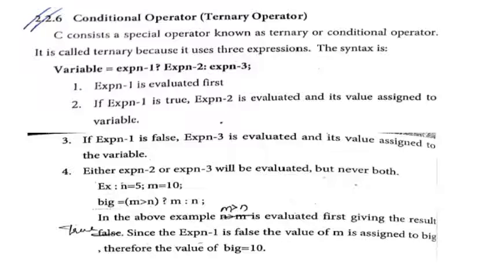The syntax of a conditional operator is: variable equals expression 1 ? expression 2 : expression 3. See how this conditional operator works based on this syntax. First it evaluates expression 1. If expression 1 is true, expression 2 is evaluated and its value is assigned to the variable. If expression 1 is false, expression 3 is evaluated and its value is assigned to the variable.